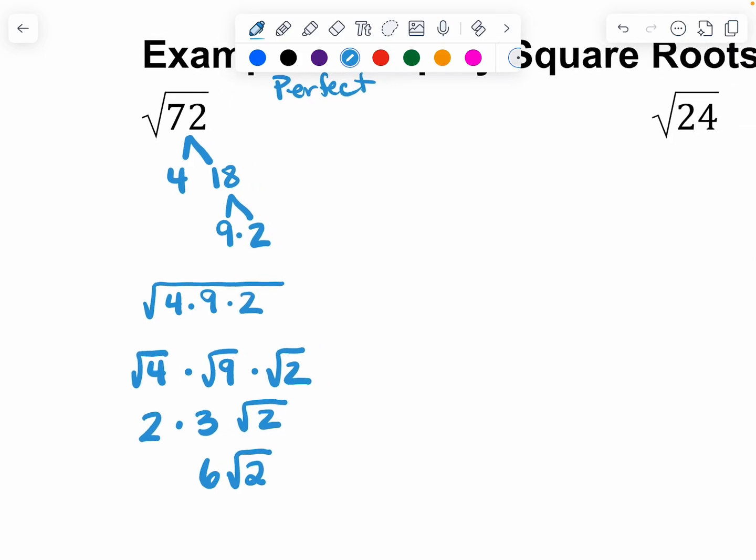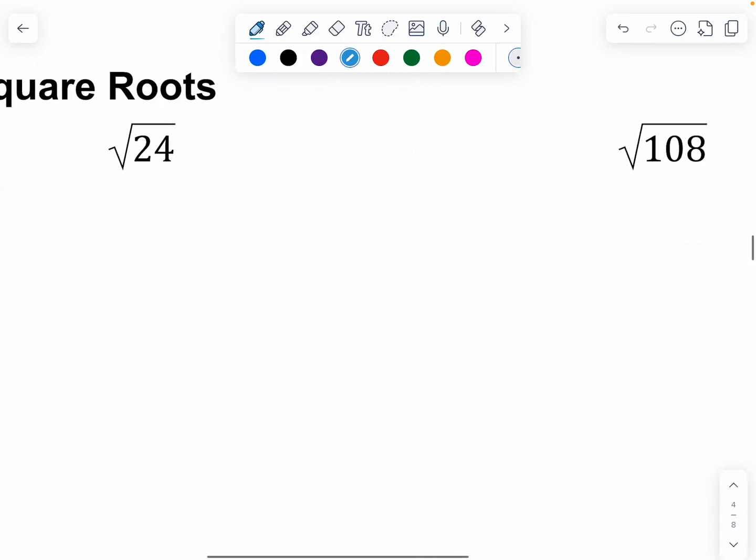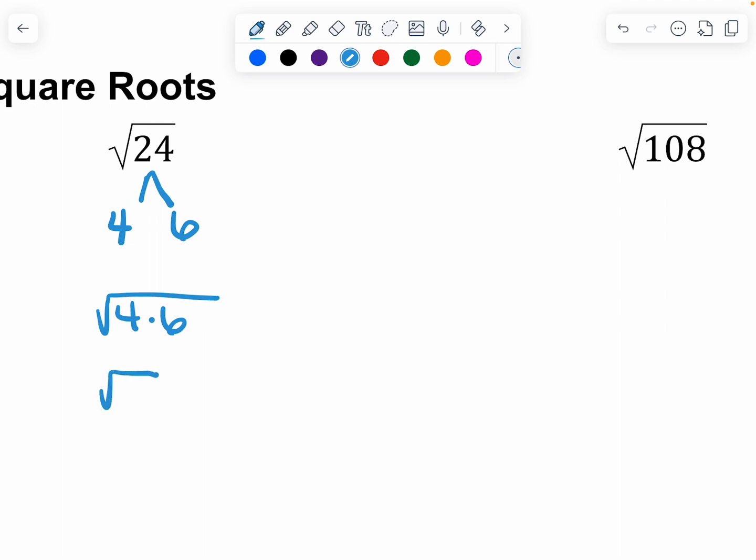Okay? So let's come over here. I look for a perfect square. 4 goes into this number 6 times. There are no perfect squares that go into 6. So I have 4 times 6, the square root of 4 times the square root of 6. That will get me 2 radical 6.